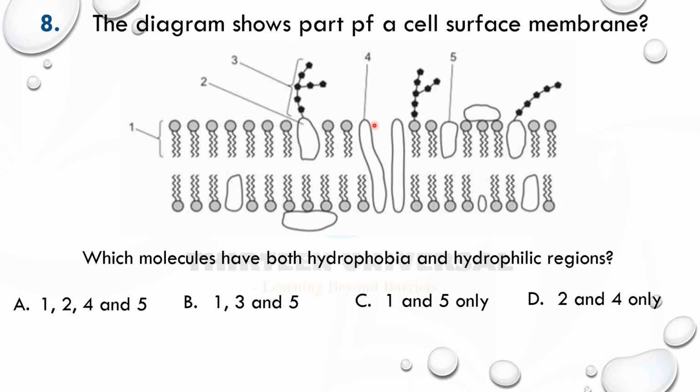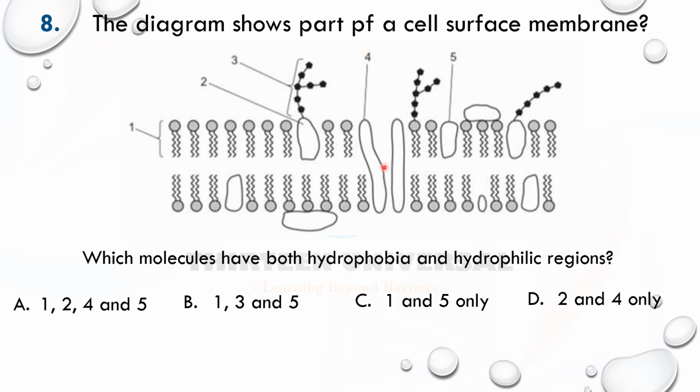But let's look at it. This part of number 4 is a channel protein. This is a hydrophilic channel. Molecules pass through here, right? This hydrophilic channel, this part is facing water. That part, water. This part here, water. But the ones within the hydrophobic core are hydrophobic. So it has both hydrophobic and hydrophilic.